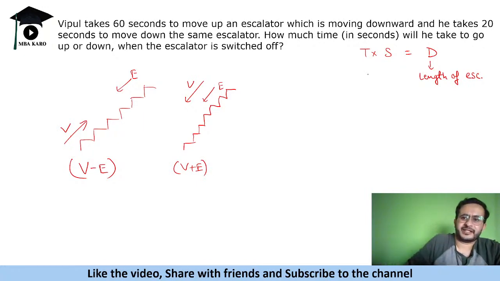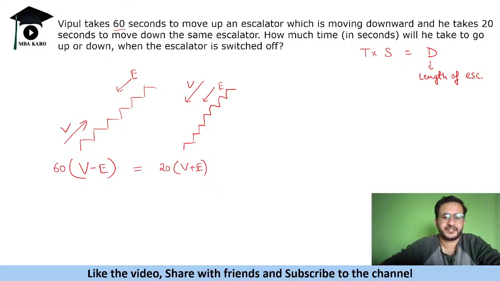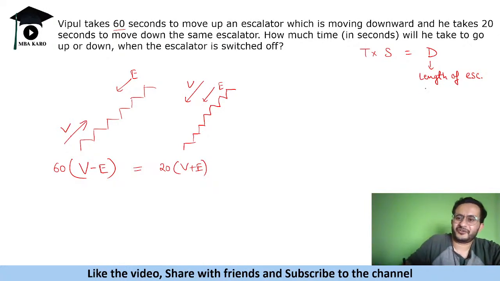As I said, time into speed is distance. The time he is taking is 60 seconds in this case, and 20 seconds in this case, right? Now this is equal to this. Why did we equate it? Because the escalator is the same. He is climbing the same escalator in both cases, so the distance is the length of the escalator. Time into speed is the distance, and the distance is the same in both cases.